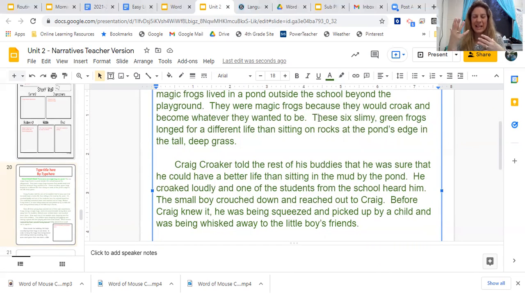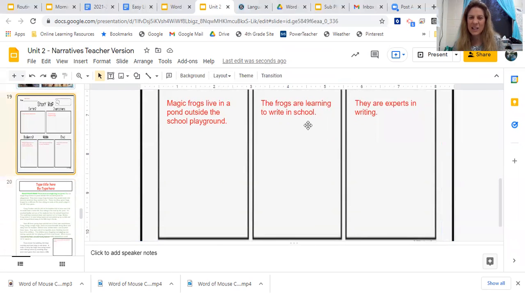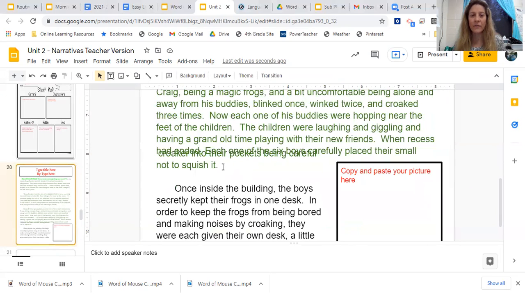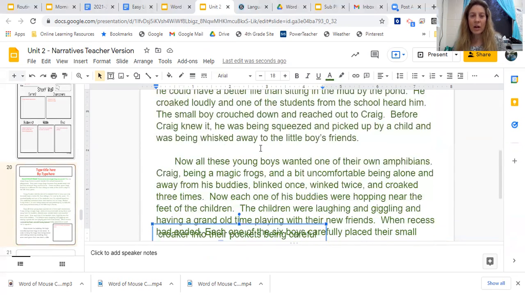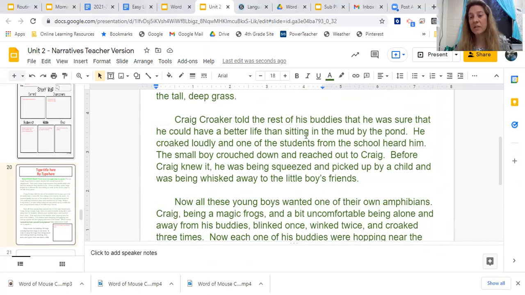So I'm thinking about my beginning and my story, but I haven't connected that muscle yet to why they're in school. So I'm going to continue with my beginning and start another paragraph. Craig Croaker told the rest of his buddies that he was sure he could have a better life than sitting in the mud by the pond. He croaked loudly, and one of the students from the school heard him.